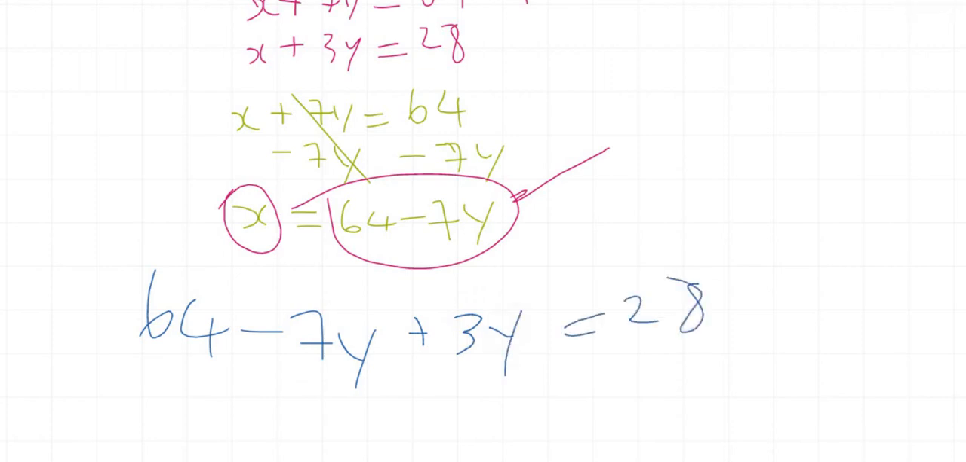And now if you examine this equation, we have only one variable in it. And that is always the objective. Whether you're using the elimination method or the substitution method, the aim is to have one variable in the equation. Because when you have one variable in the equation, it is so easy to solve. And that's what we always want.